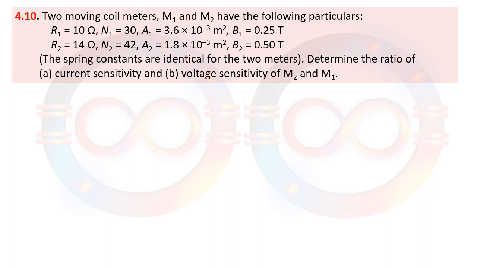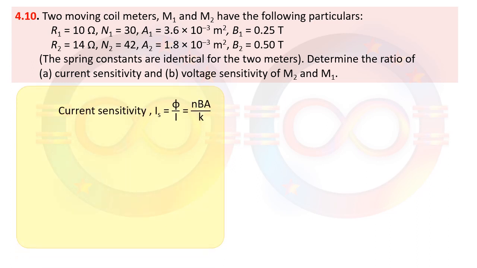Question number 10, we have 2 moving coil galvanometers M1 and M2, and the particulars are given here. R1 is equal to 10 ohm, N1, that is number of turns, is 30, area is 3.6 into 10 raised to minus 3, the area enclosed by the coil is given, and then for first meter the magnetic field is given, and all the particulars are given for the second meter as well. The question is, we have to find the ratio of current sensitivity and voltage sensitivity of meter 2 with respect to meter 1. So now let us first see the formula of current sensitivity.